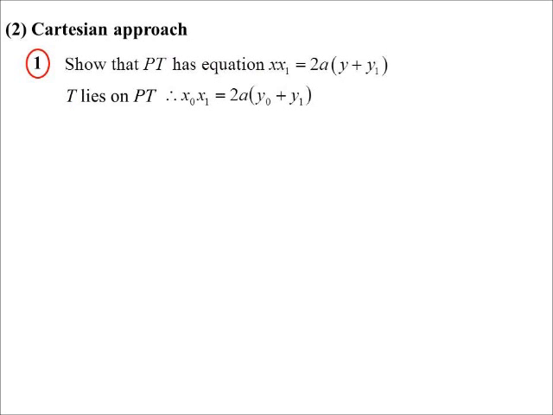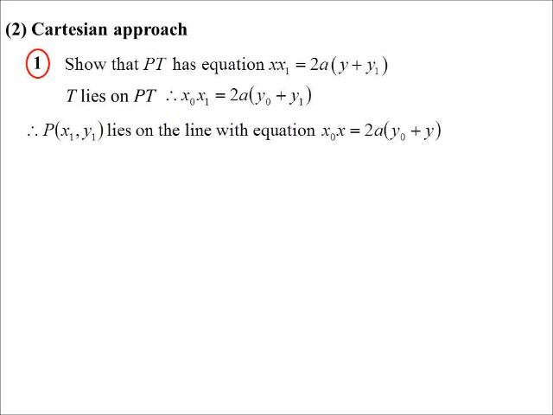All right, Cartesian approach. If I was using the Cartesian approach, I could show the equation of the tangent, PT. Remember, we got it to look like the curve. So x1 x = 2a(y + y1). Now, I know the point T lies on PT. So if I substitute x0, y0 in, I come up with a correct statement. So it must be true that x0 x1 = 2a(y0 + y1). Therefore, x1, y1 must lie on this line, x0 x = 2a(y0 + y).